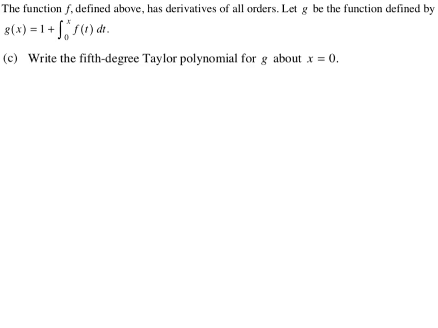And for part C, they want us to write the 5th degree Taylor polynomial for G about x equals 0. So let's go ahead and do this. We can do a couple things here. The longer way would be to write all 5 derivatives that you're going to need here. So you could find the derivatives of those.